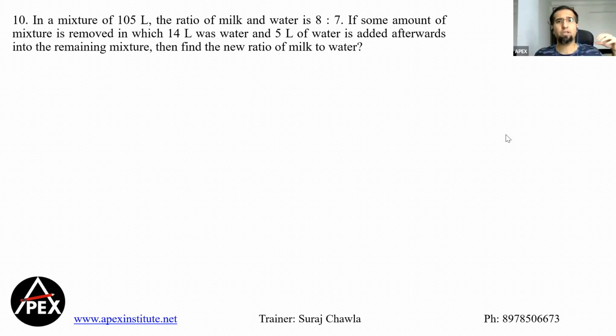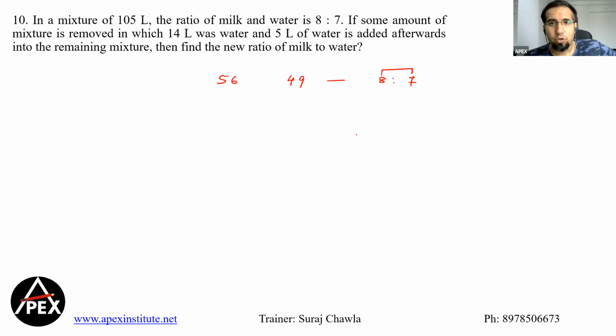Last question. In a mixture of 105 liters, the ratio of milk and water is 8 is to 7. Now, remember one thing, guys. If the ratio of milk and water is 8 is to 7, that means this is 56 and this is 49. Whatever quantity you take out, even if you take out a cup from there, it will have milk and water in the ratio of 8 is to 7 only. You take a cup, you take a spoon, you take anything, because it's a mixture.